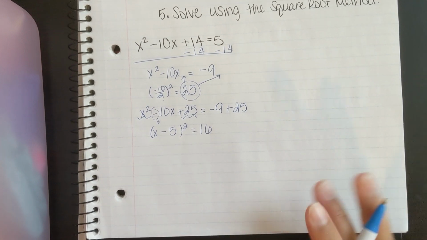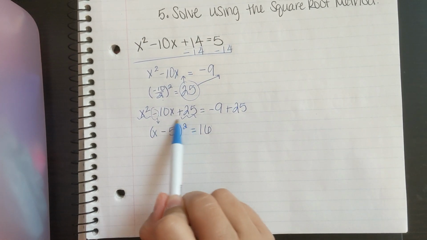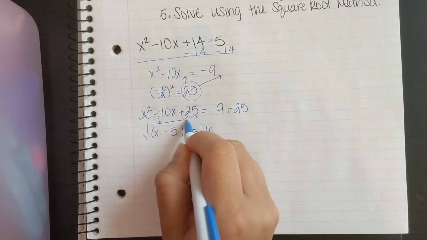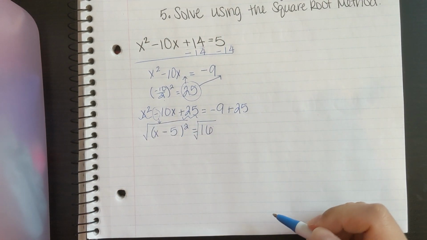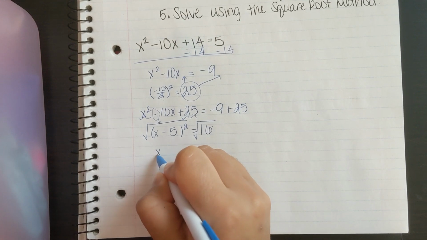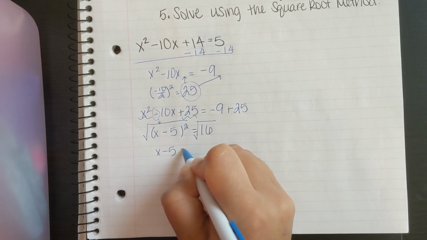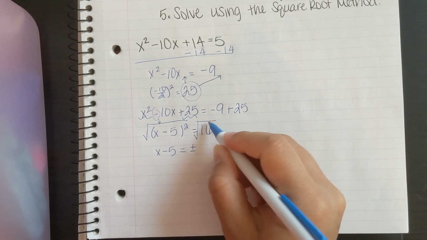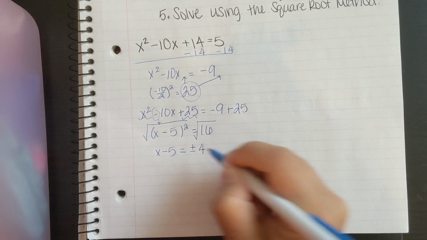So now we're at step 5 where we need to solve for x using that square root method. I can see that this left side has everything on the side being squared, so I can go ahead and take the square root of each side. This leaves me with x minus 5 because the square and the square root cancel each other out. And then on the right, I have plus or minus. This ends up being a perfect square, so I'm just left with a 4.